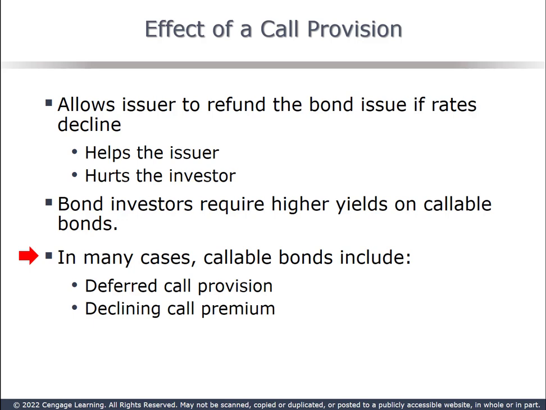The call premium is an amount paid in addition to the face value to the holder to recall the bond. Frequently, the premium starts out as one coupon payment and declines over time to zero. A deferred call: many callable bonds guarantee that they cannot be called for, say, the first 5 years.